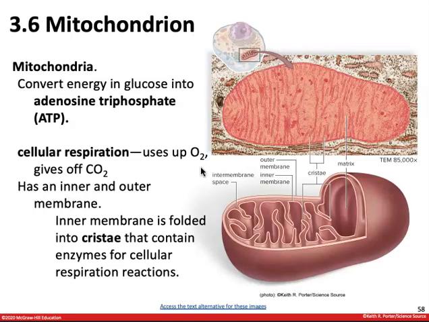All right, so that's sort of an overview of energy and enzymes. The next thing that we want to talk about is the energy organelles. So we're going to start off with mitochondria. These are going to be found in nearly all eukaryotic cells. All animal, all plant, all fungal cells are going to have mitochondria.